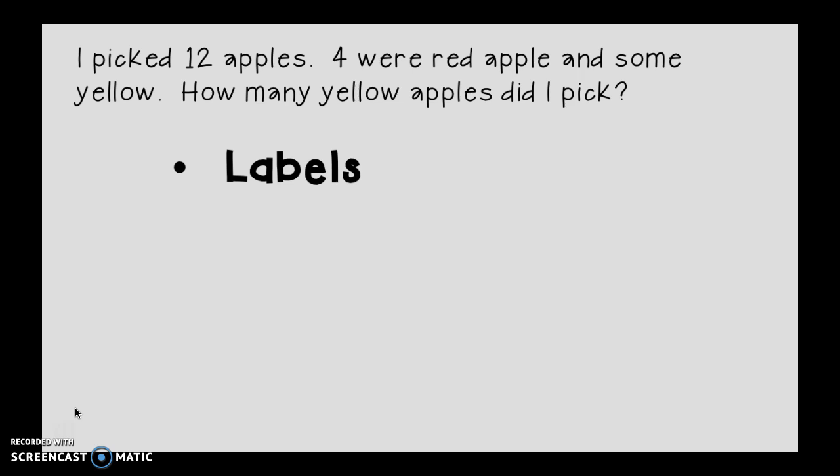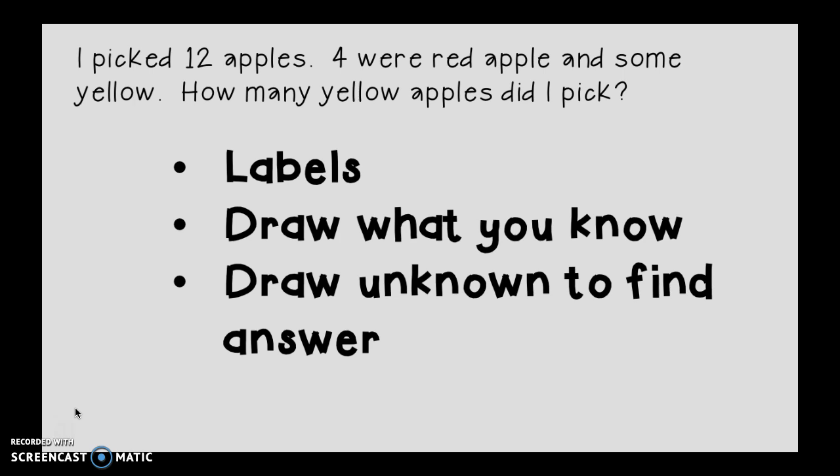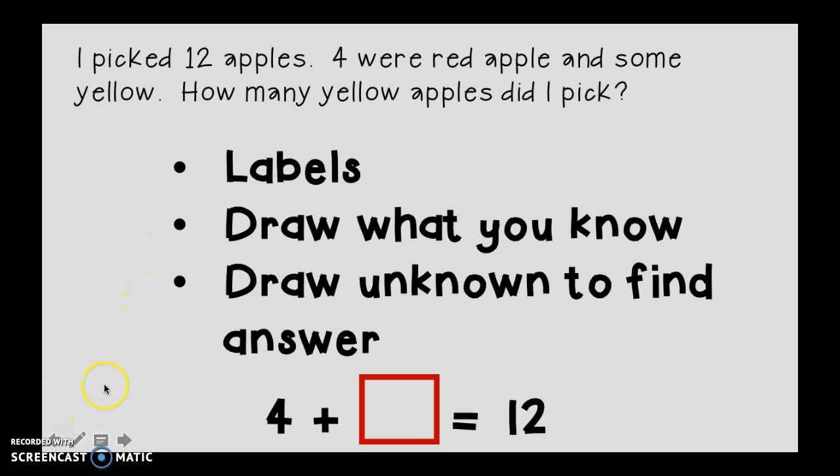Okay, friend, you need labels to show the different kinds of apples. I want you to start by drawing what you know and then draw the unknown to find your answer. So do everything you know first and then draw to find that unknown part. All right? I'm going to give you a hint by giving you this good number sentence. Don't forget to draw your box of the part that you don't know because that's going to keep you organized so that you know what you're looking for by the very end, okay?